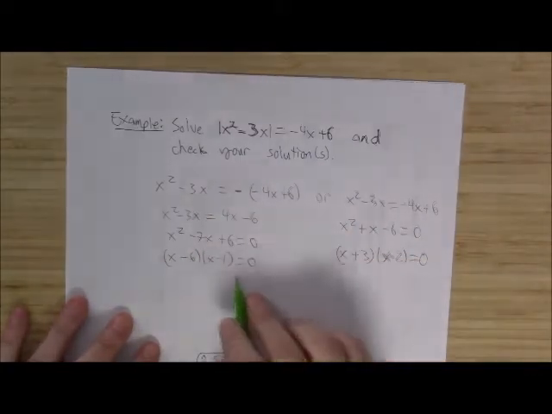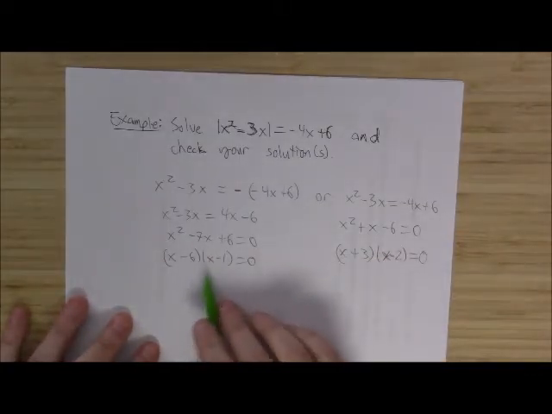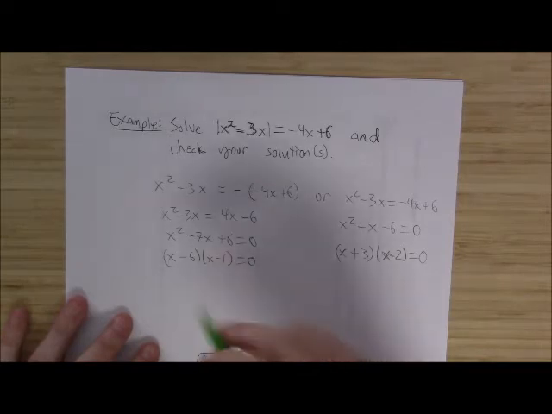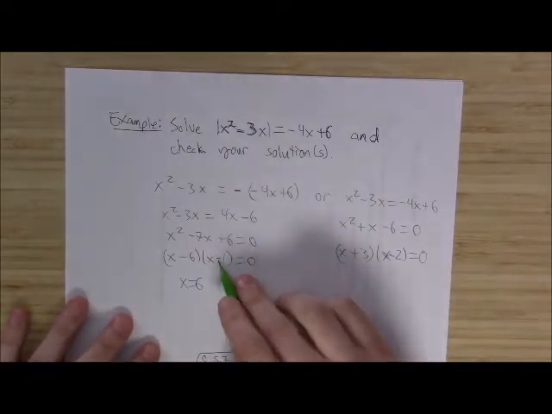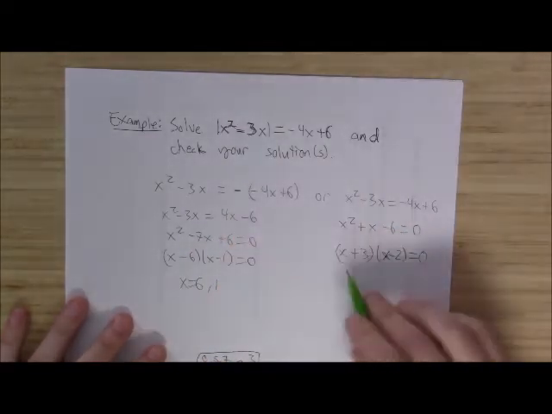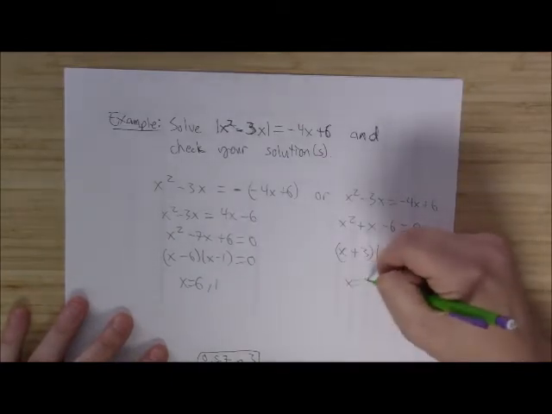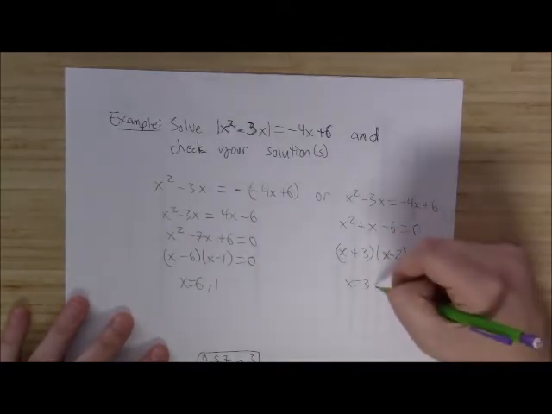So this allows us to solve each of these. We know that one of these two parts then must be 0. This part will be 0 if x equals 6. This part will be 0 if x equals 1. This part will be 0 if x equals 3. And this part will be 0 if x equals 2.